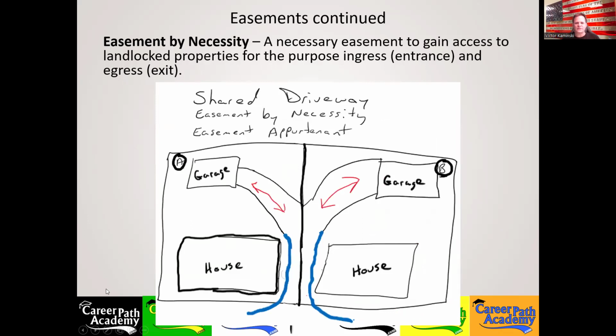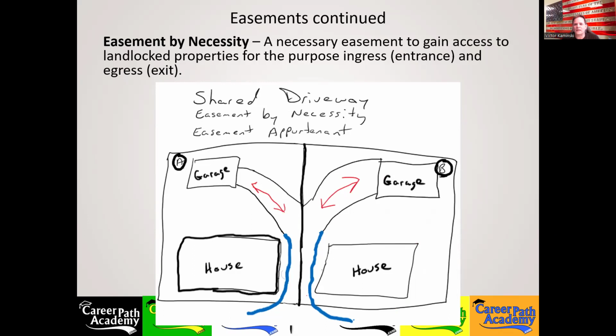Here's a common one that we see: shared driveways. Right, you got two houses close to each other. Neither one of them has enough room to get to the garage that's in their back. So they put a driveway that's partially on both properties, and then it splits off where they got the driveway in the backyard of each house and maybe a garage back there too. Okay, so who's the dominant estate and who's the servient estate here?